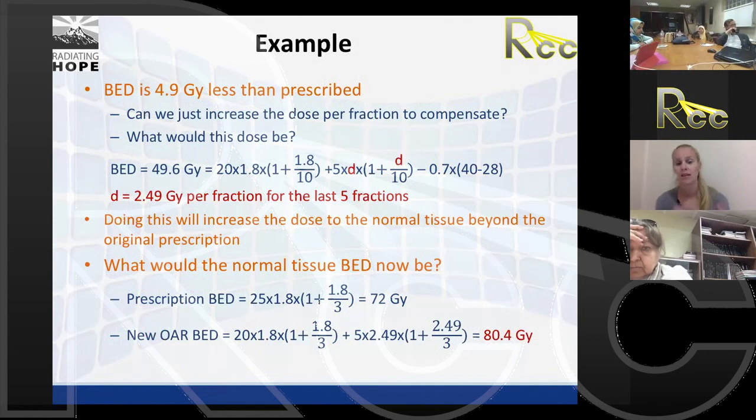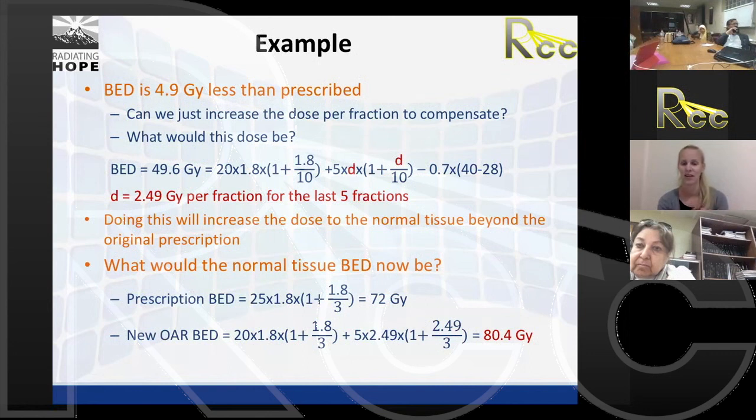So by increasing the dose per fraction in order to keep our tumour dose the same as what we've prescribed, our normal tissue doses have been increased. So we've increased the risk to our normal tissues. And this is where the trade-off starts to happen. And you've got to start to think about what risk you're prepared to take. Are you willing to risk reducing the normal tissue complication rate at the expense of your tumour control probability?